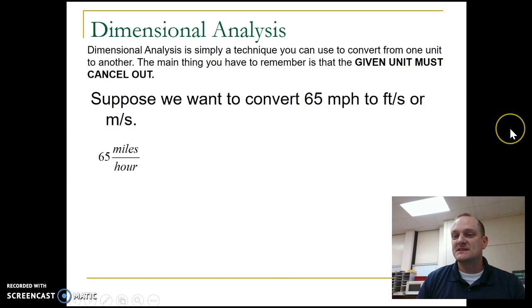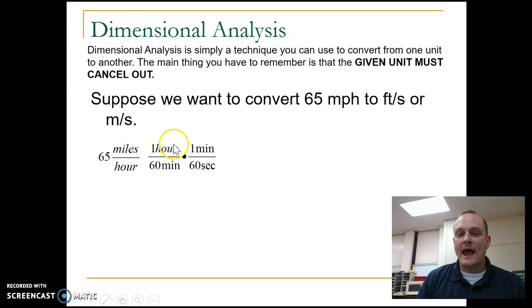And now what goes in the numerator, what goes in the denominator just depends on what I start with. So let's say we want to convert 65 miles per hour to feet per second or to meters per second. Well, let's start with 65 miles per hour. So I always need to write my number and then I have my two units I'm given, right? So miles goes on top. Per is a key word that means divide. So I've got miles per hour.